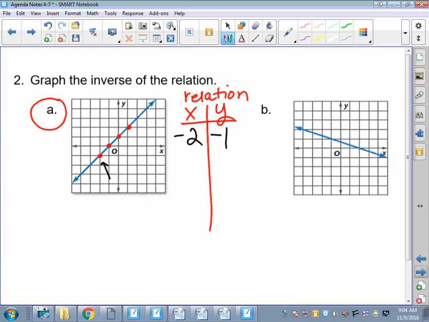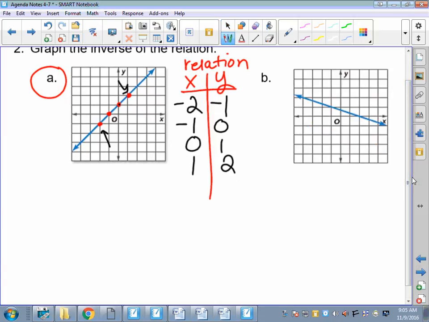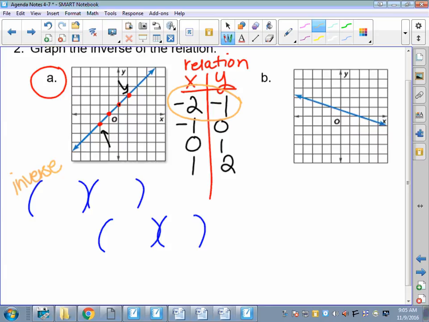My next ordered pair looks like it's -1 and up 0. This one right here looks like it's over 0, up 1. And this last ordered pair that I did, and I could do more, but this should get me enough information, looks like it's over 1, up 2. So that's my relation. So if I want to figure out what the inverse is, I'm going to have 4 ordered pairs, and I'm going to do exactly the same thing as we just did. If my first ordered pair is -2, -1, my inverse, we just switch my x and my y values, so that would be -1, -2.